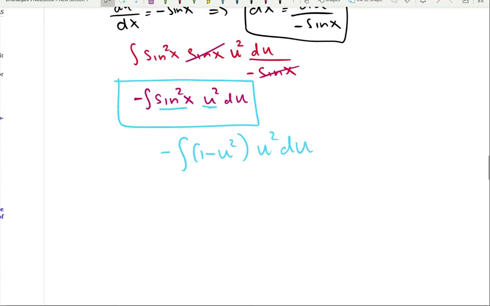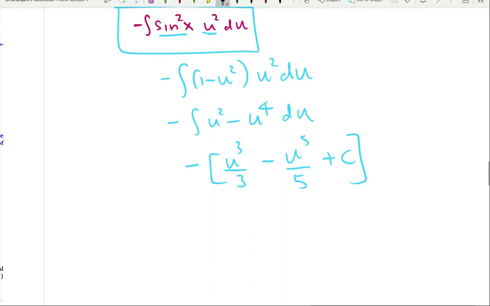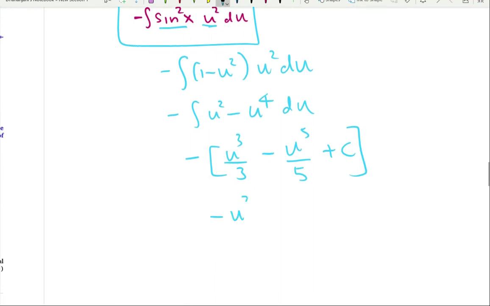Okay, so how do you proceed from here? Well, let's foil this. So this is u square minus u to the 4, right? u square times u square is u to the 4. So let's integrate. Negative, if you integrate u square, it's u cubed over 3, minus this is u to the 5 over 5, plus arbitrary constant c. Okay, so let's distribute this negative. It's negative u cubed over 3 plus u to the 5 over 5. Well, this is plus c, right? c is an arbitrary constant. So negative c is also an arbitrary constant.